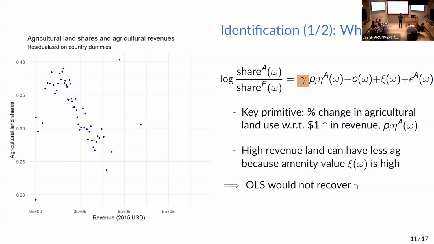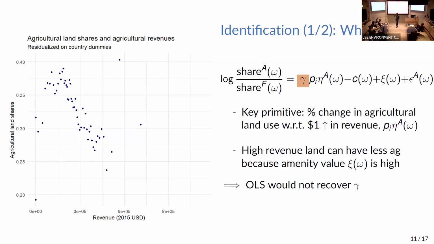And what does that primitive mean? It means when I raise revenue on a plot of land by $1 for agriculture, what percent more of my land uses am I going to devote to agricultural land use relative to forest? So it's a semi-elasticity. And what you can see from just a raw bin scatter here is on the x-axis I have revenue, on the y-axis I have land share.